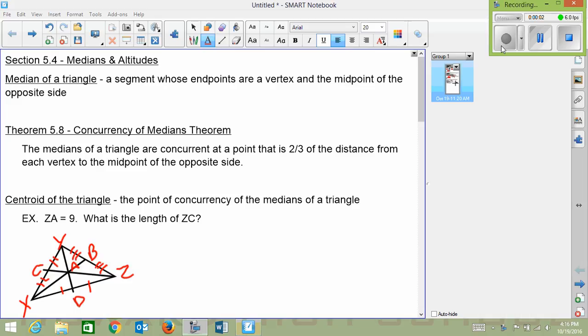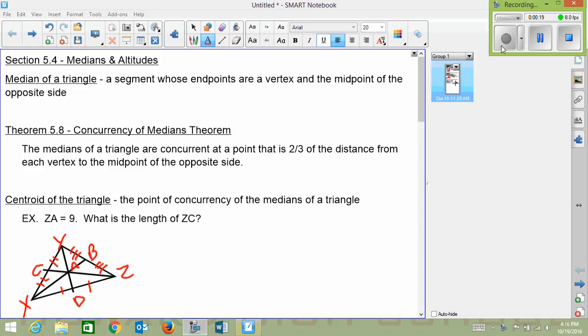Hello and welcome to section 5.4, which is on medians and altitudes. The median of a triangle is the segment whose endpoints are a vertex and the midpoint of the opposite side. And I'm going to show you an example here in a little bit.